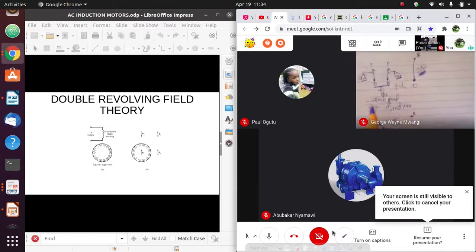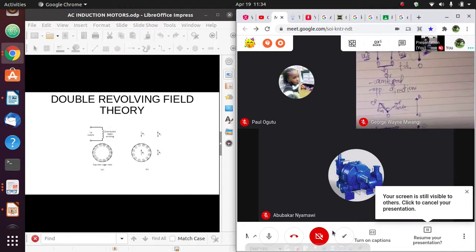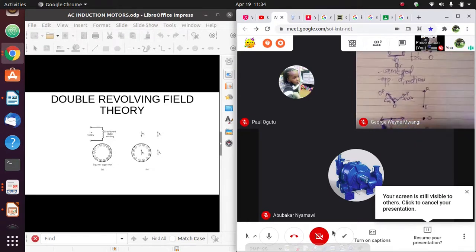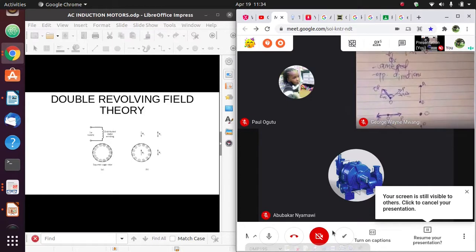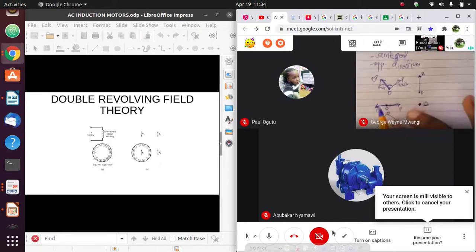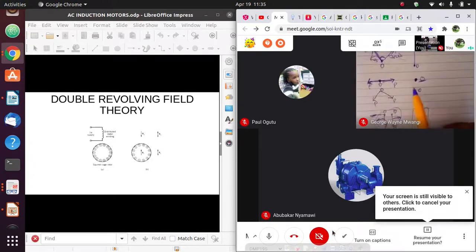Now, as these vectors rotate, the angle between them will increase. As this angle increases, you find that the vector sum value decreases, until at that position where these vectors are opposite, the vector sum will be 0. As they continue rotating, the vector sum value increases again, but in the opposite direction.